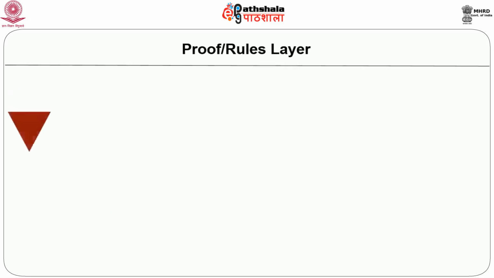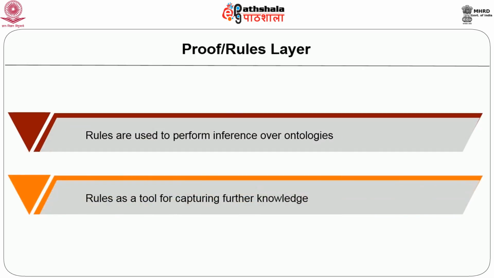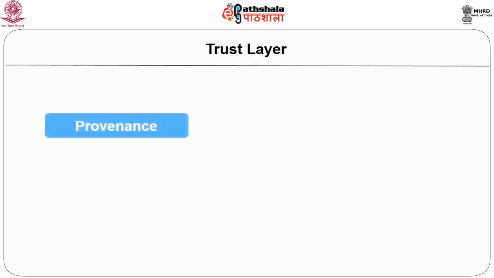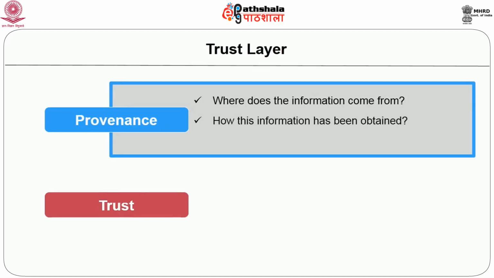And we need to have a proof or rules layer. It is to perform the inferences over ontologies. Rules are a tool for capturing further knowledge. And the trust layer is the top layer in the semantic stack. It should support provenance and trust. Provenance means where the information comes from, how this information has been obtained, can I trust this information? All this is what we call provenance. Now provenance is part of the trust layer.